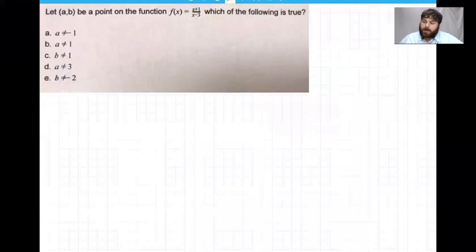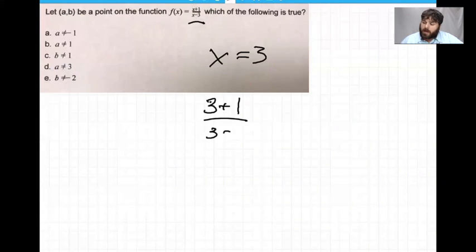All right, let (a, b) be a point on the function f of x equals (x plus 1) divided by (x minus 3). Which of the following is true? Okay, so if you look at your answers, it's saying a can't be this and b can't be this, okay? If a is the x coordinate and b is the y coordinate, the only restriction here is that if you look at this function, x minus 3 on the bottom has the ability to divide by 0. If x was equal to 3, we would be doing 3 plus 1 divided by 3 minus 3, which is 4 divided by 0. That means we're not allowed to have x equal to 3, okay?